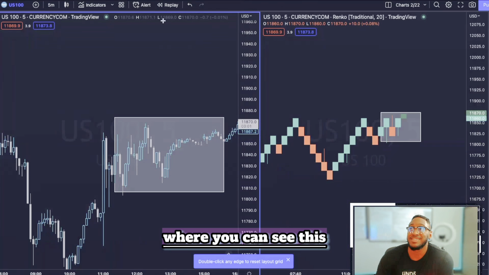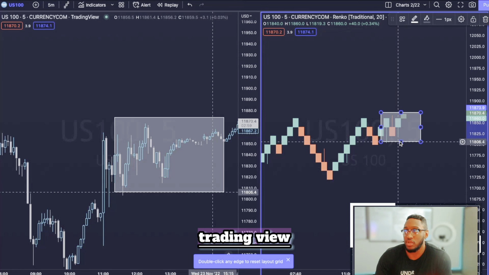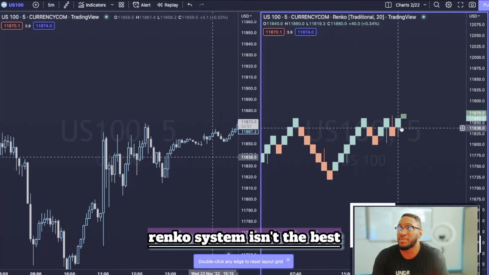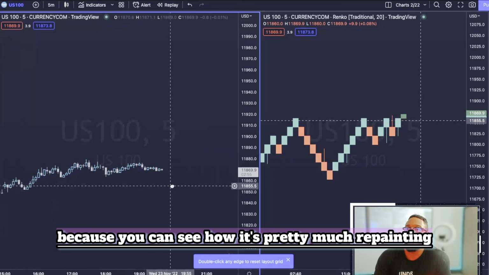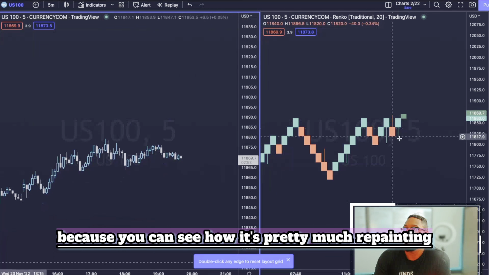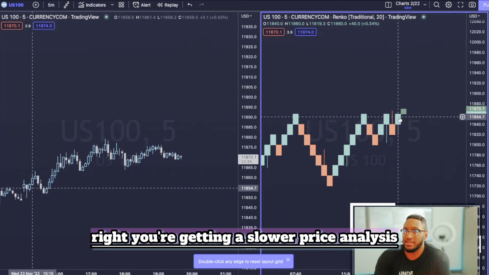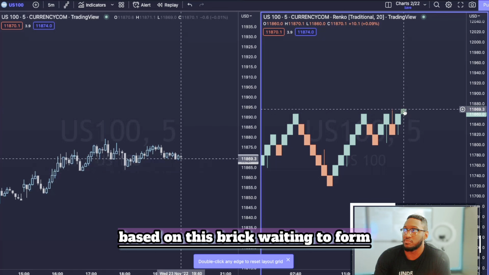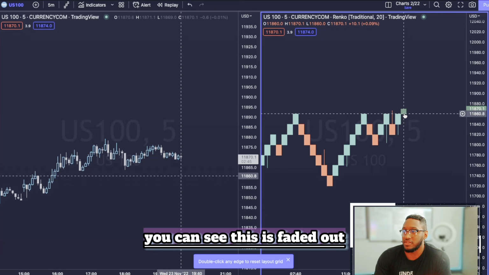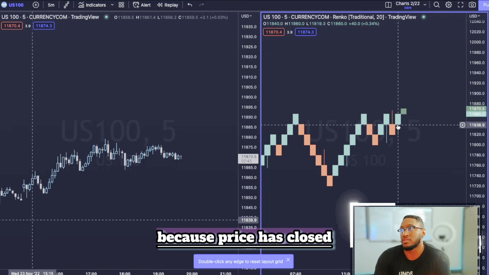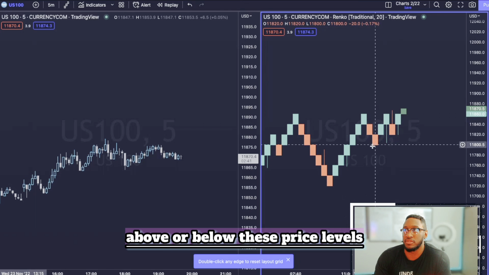We can see this now with TradingView. TradingView's Renko system isn't the best because you can see how it's pretty much repainting, right? You're getting a slower price analysis based on this brick waiting to form. You can see this is faded out. These are solid because price has closed above or below these price levels.